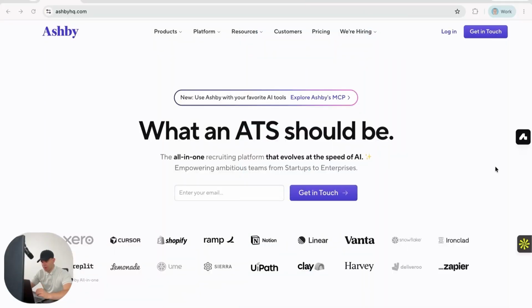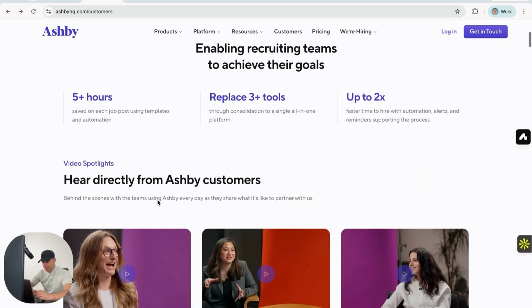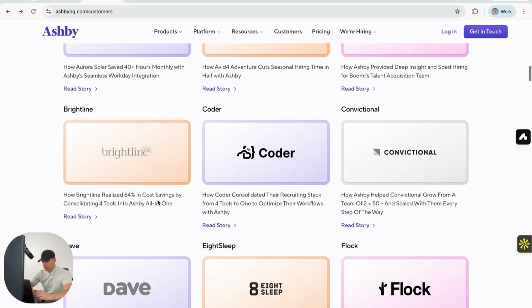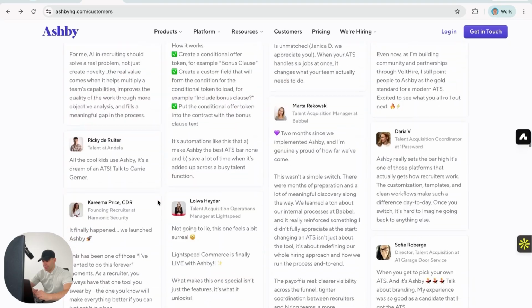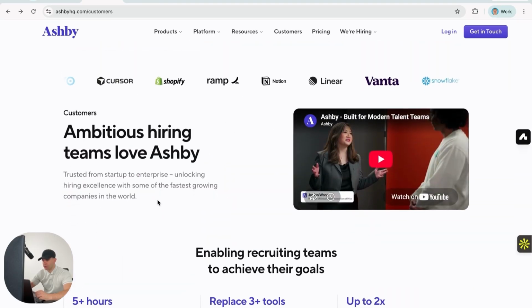Right, so we're on Ashby's website. They are an applicant tracking system for companies. What sort of companies? Well, that's something we're going to find out with the logo analysis. So we've got a whole bunch of logos here. We've also got their customer page where we've got a whole bunch of customer stories, testimonials, and things like that. So we've got a bunch of logos.